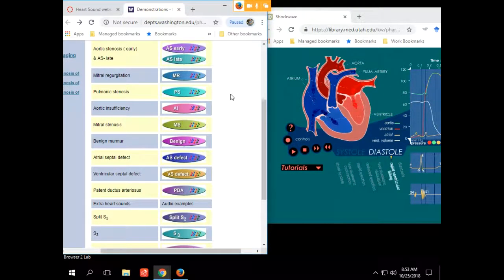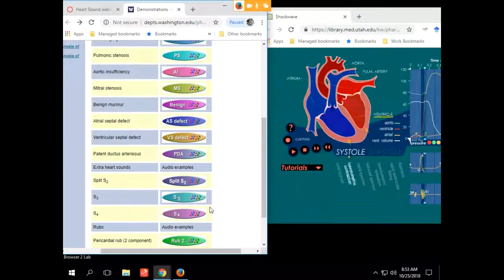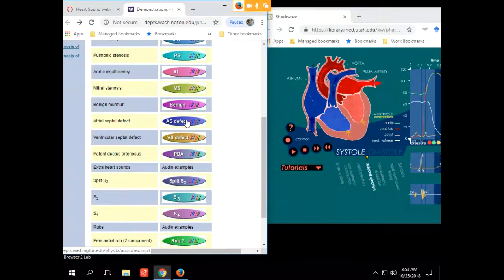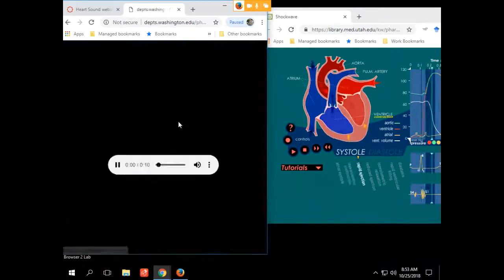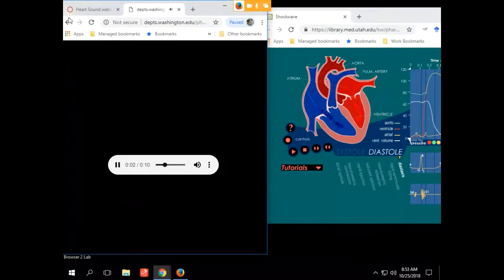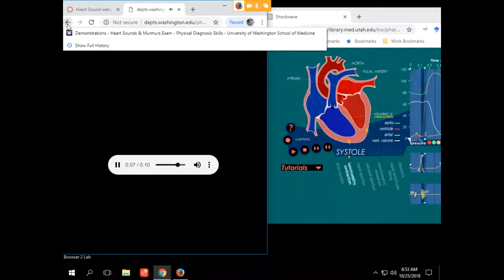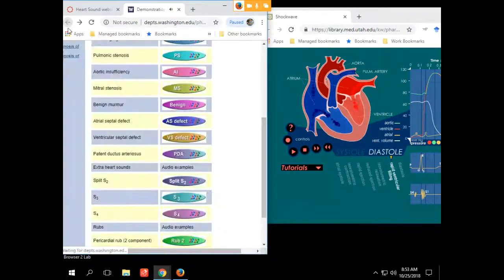Whatever it is, you hear the swoosh, and usually when you hear swooshes like that, it's blood moving through small holes, right? Let's see if we hear it in atrial septal defect. So this one right here was a VSD, which is a hole in the ventricle. Let's see what it sounds like when there's a hole in the atria, between the two. So there's a hole in the atrium.